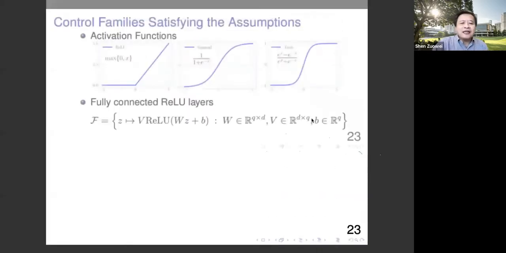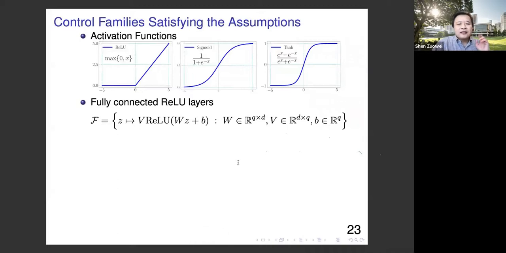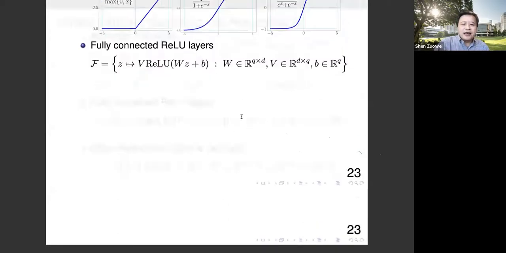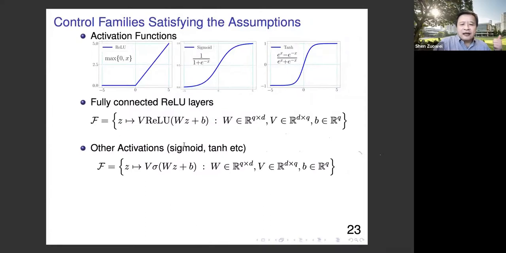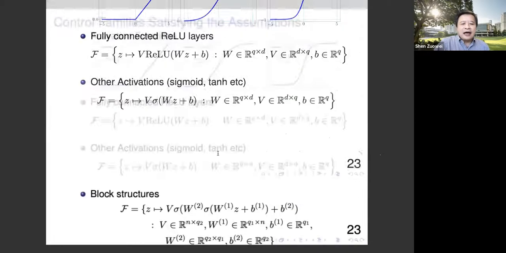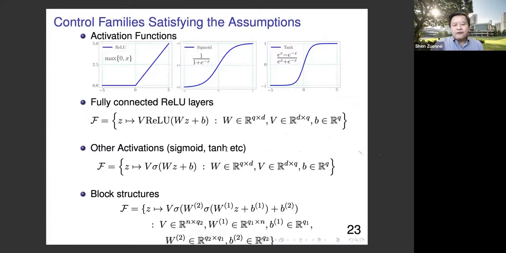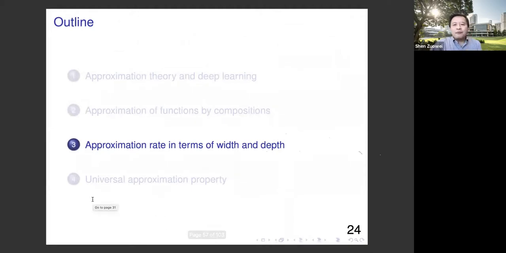For these 3 activating functions, first of all, they satisfy our condition. ReLU, yes, and the others like sigma and tau also satisfy our condition. And furthermore, if you work with ResNets, you know that people don't upgrade each time. They have a block and upgrade. So the block structure also satisfies our condition. So all those ResNets will have a universal approximation property. Okay, now I move on.